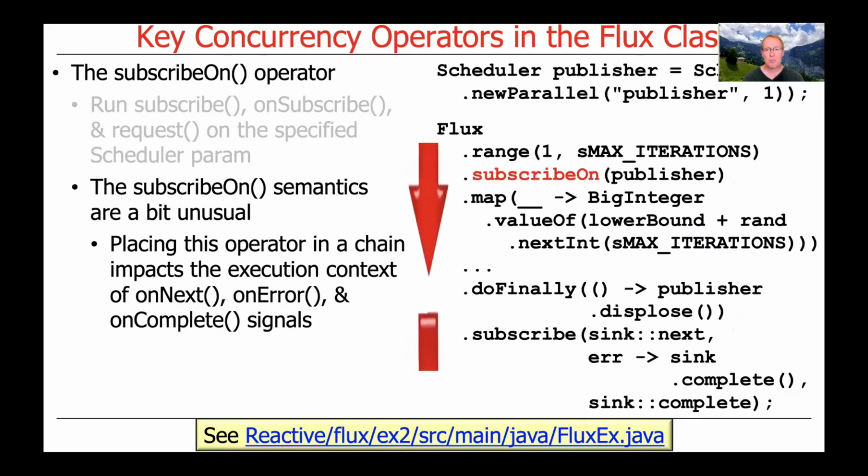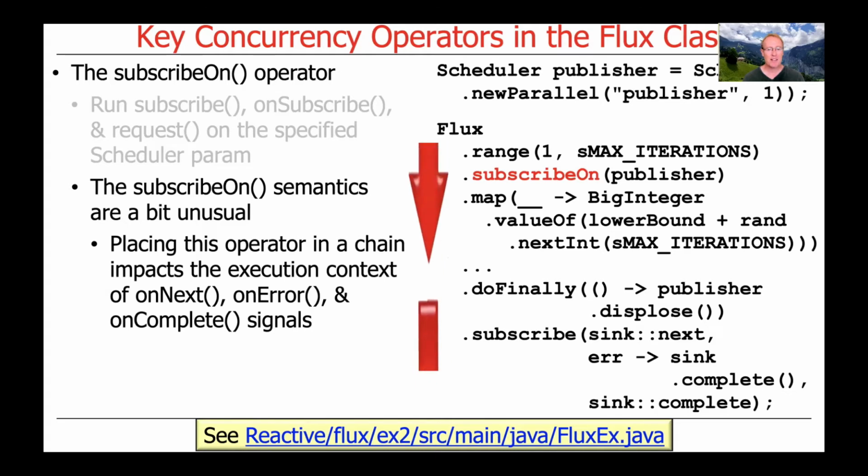In particular, placing this operator in a Flux chain impacts the execution context of the onNext, onError, and onComplete signals. As you can see in this example, which we'll take a look at when we explore the case study in more detail, we first create a publisher, which is a new parallel scheduler which has one thread in it. So it's a thread pool of size 1. And then we iterate from 1 to max iterations, and we call subscribeOn on that publisher.